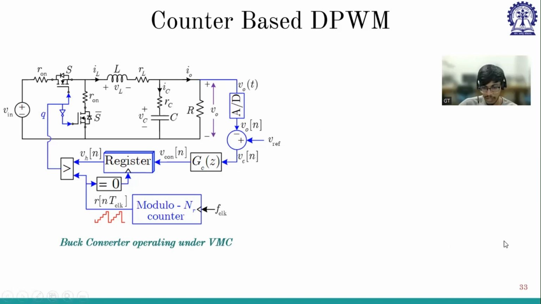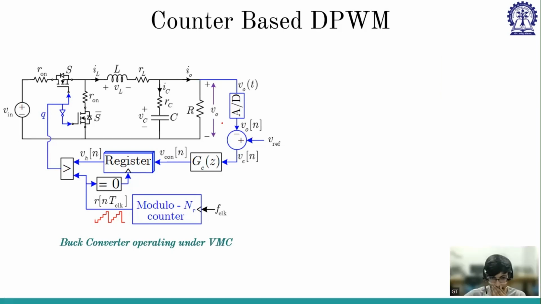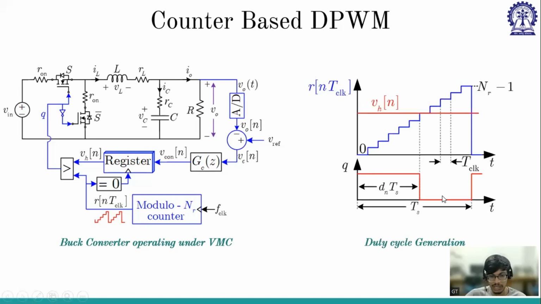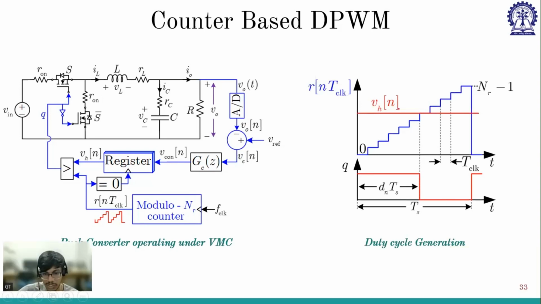I'll quickly go through the Verilog implementation. So this is the counter-based DPWM. We have a staircase from 0 to 2^n minus 1. And how many such steps will there be? The total number will be 2 to the power n, from 0 to 2^n minus 1.